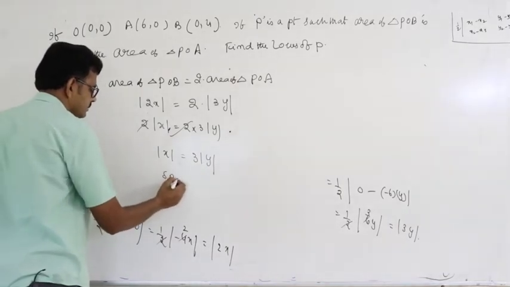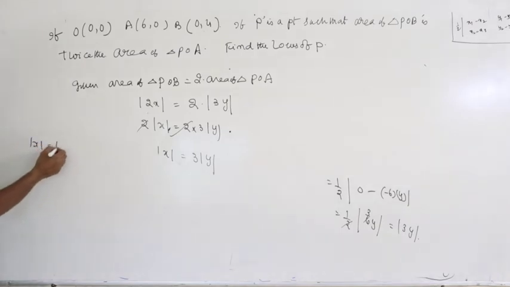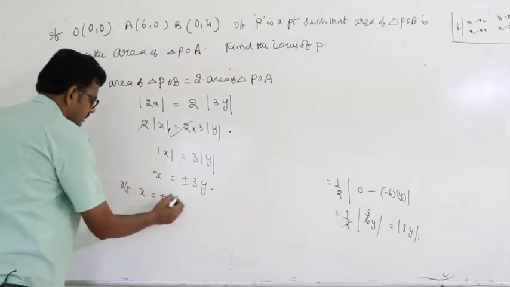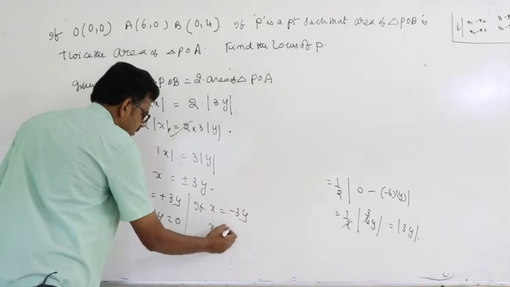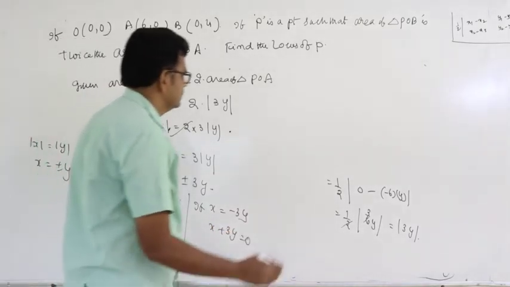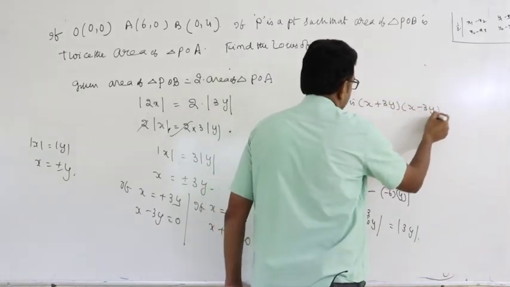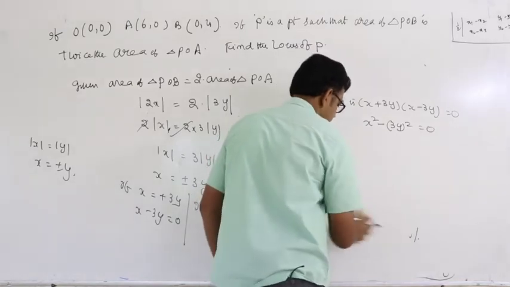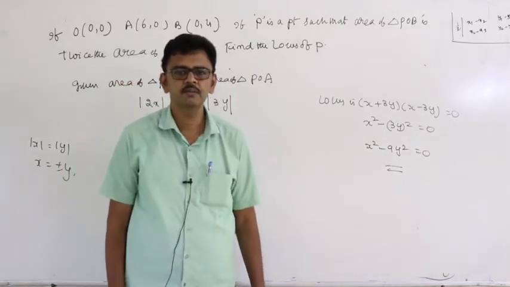So squaring on both sides, or mod x equal to 3 mod y, x equals plus or minus 3y. That is, if x equals plus 3y, then x minus 3y equals 0. If x equals minus 3y, then x plus 3y equals 0. Therefore, the locus is (x plus 3y)(x minus 3y) equals 0, which is of the form a square minus b square. So x square minus 9y square equals 0 is the equation of the locus. Okay, thank you.